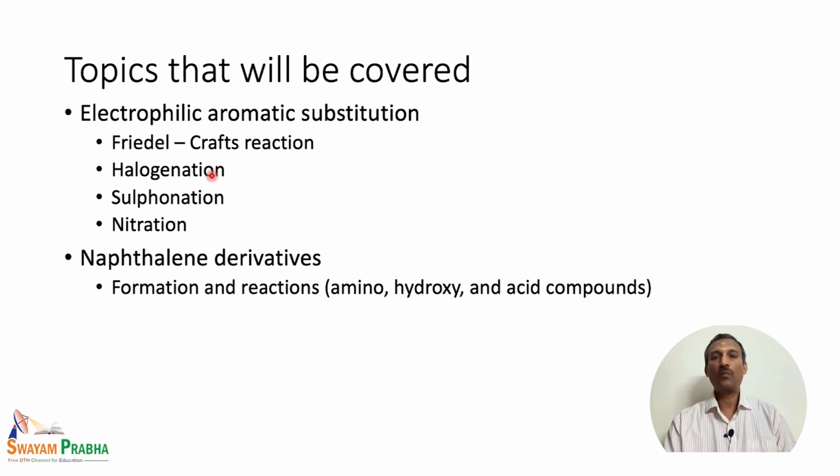Then we will study some examples of electrophilic aromatic substitution, which are the halogenation reaction, nitration reaction, and sulfonation reactions. Later on we will study various naphthalene derivatives. Our main focus will be on the amino, hydroxy and carboxylic acid derivatives of naphthalene, how these compounds can be formed and what the various reactions of these derivatives are.